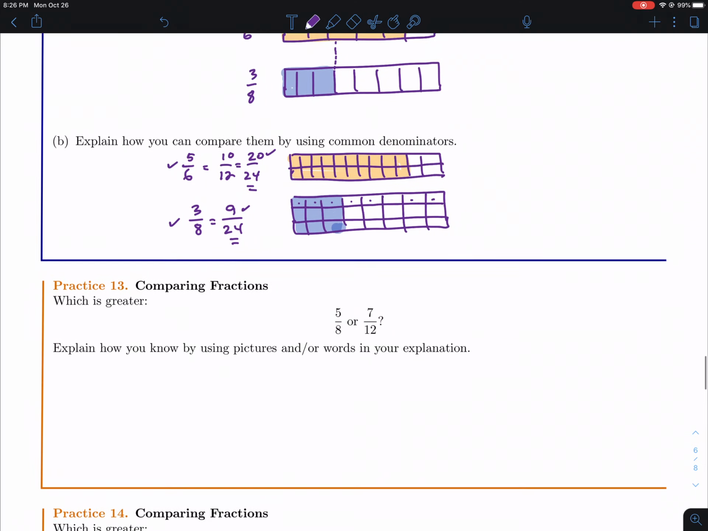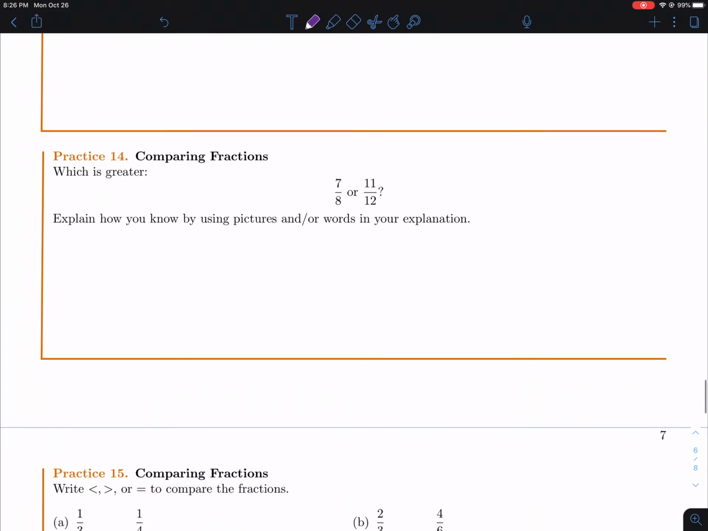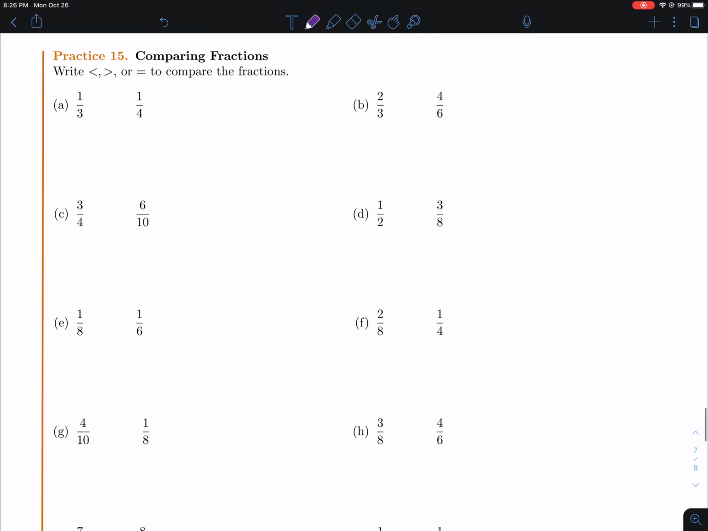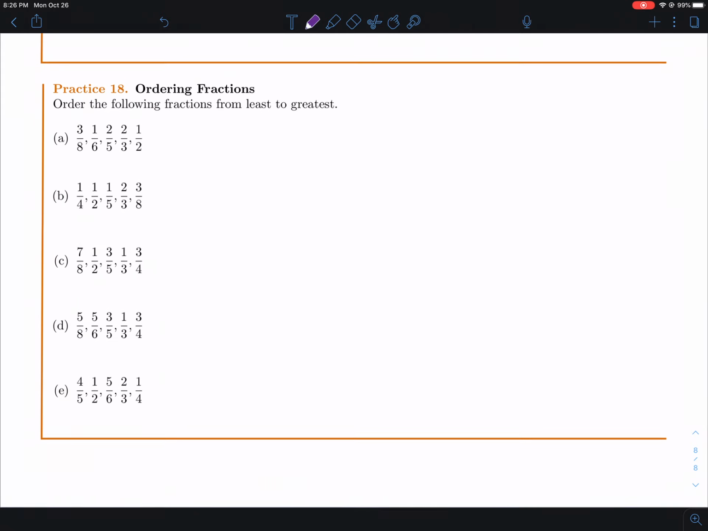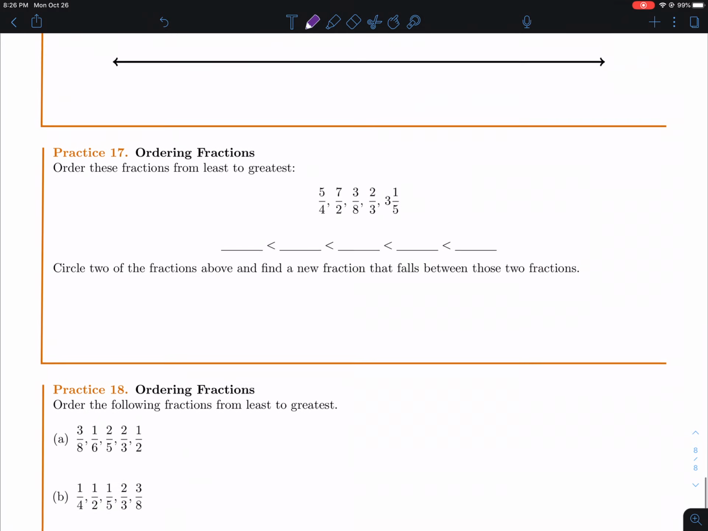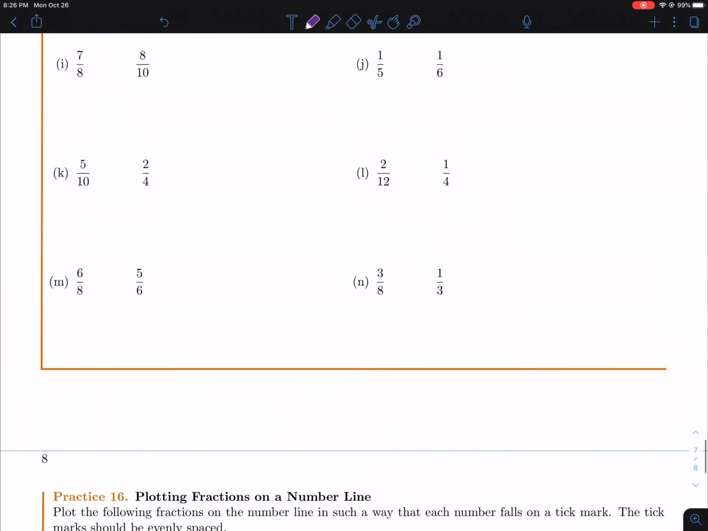All right, so you guys practice 13, 14, 15, a bunch here, lots of practice. 16, 17, 18. So a bunch more for you guys to practice in terms of ordering and things like that.